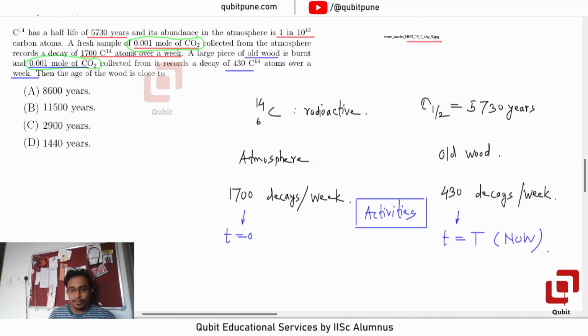So assuming or setting t equal to 0 when that old wood was there, could be it was about to die, the tree was about to die, so therefore it could not circulate that carbon. Carbon cycle, photosynthesis and all that stuff. Now we would like to find this capital T where the decay rate has gone down to 430 for activity.